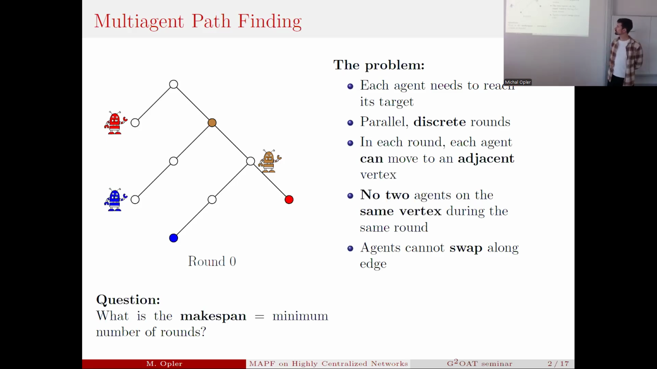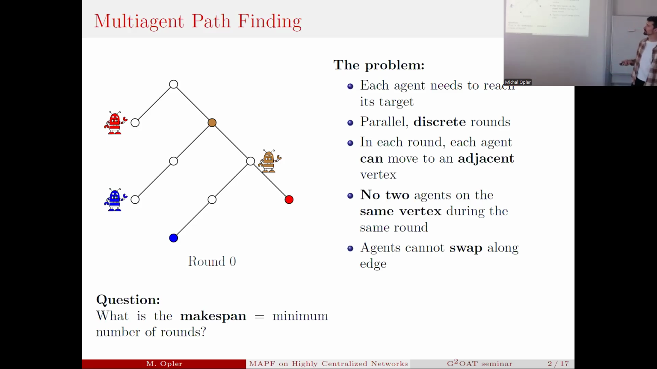And additionally, no two agents can be on the same vertex during the same round. And we also require that two agents cannot swap along an edge, so they cannot perform this sort of crossing over a single edge. This is sometimes not part of the definition, but we feel that this is the more natural variant where you also forbid the robots to swap places. And the question is, what is the makespan, meaning the minimum number of rounds in a schedule that routes every robot to its target destination?